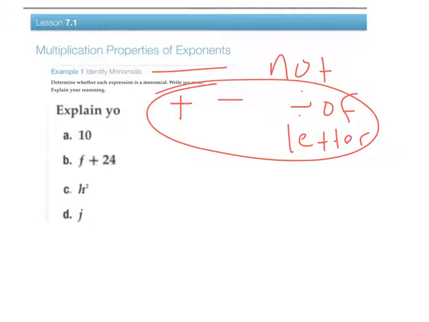So I look at my first one, I have a 10. Well, 10 doesn't have any of that, so this is a monomial. But if I look at letter B, it has a plus sign, so this is not. This doesn't have any plus signs or minus signs or division of a letter, so this is a monomial. And same with this last one. So we're only looking for these three things: division of a letter, a plus sign or a minus sign. And if we have any of those, it's not a monomial.